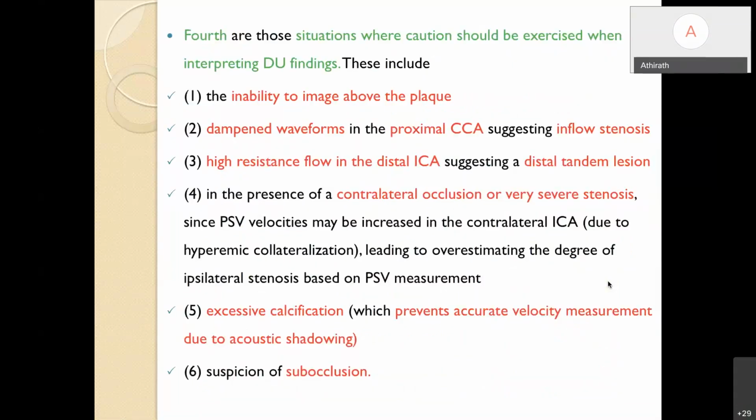And finally, there should be certain caution exercised whenever you are interpreting duplex ultrasound findings. Those are when there is an inability to image above the plaque, and whenever there are dampened waveforms in the proximal CCA that suggest inflow stenosis, and whenever there is high resistance flow in the distal ICA, which suggests a distal tandem lesion, whenever there is a contralateral occlusion or very severe stenosis on the opposite side, and whenever there is excessive calcification, because this prevents accurate velocity measurements due to acoustic shadowing, and suspicion of subocclusion.